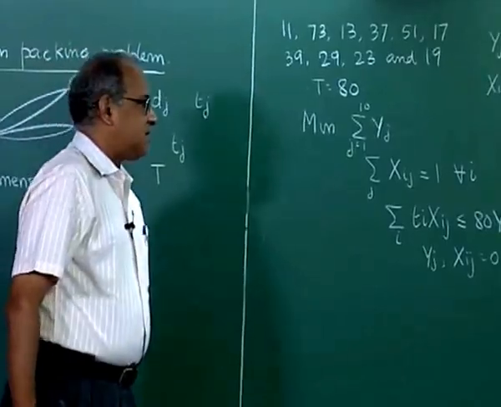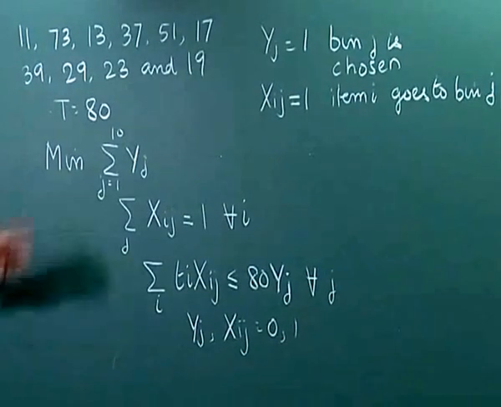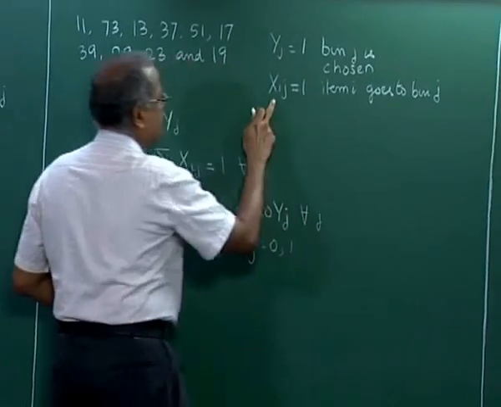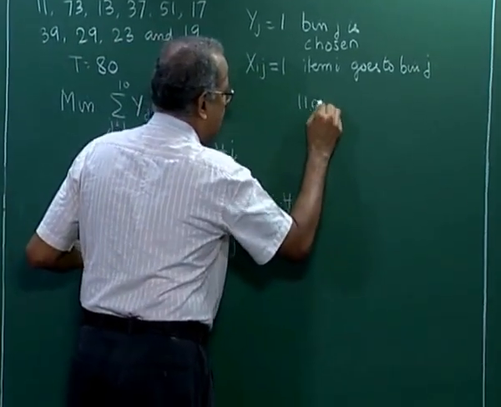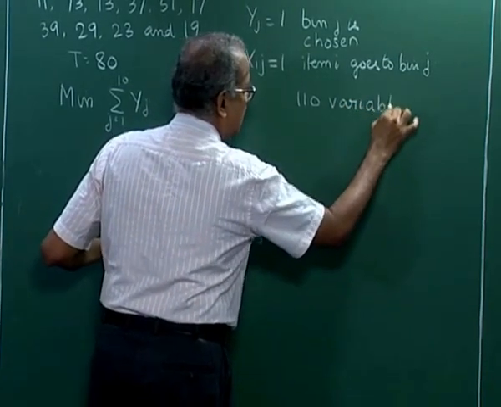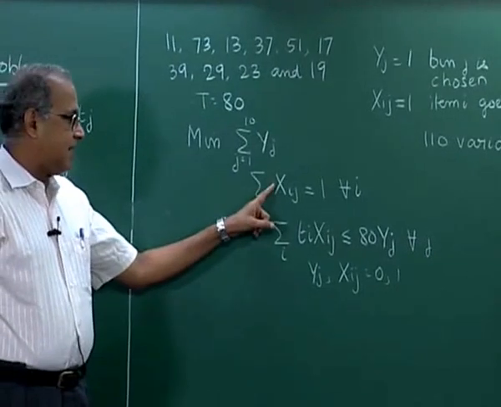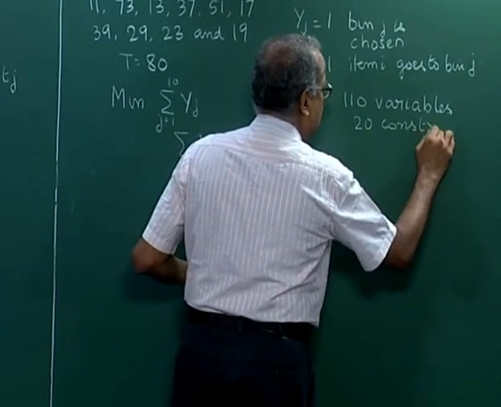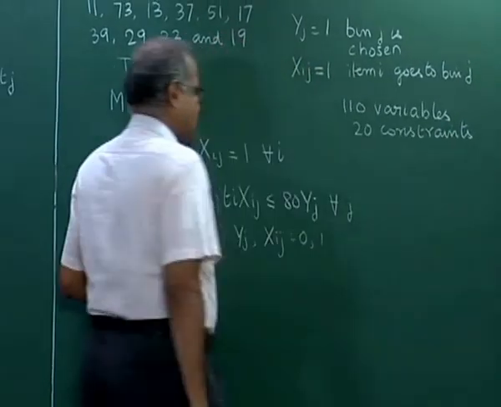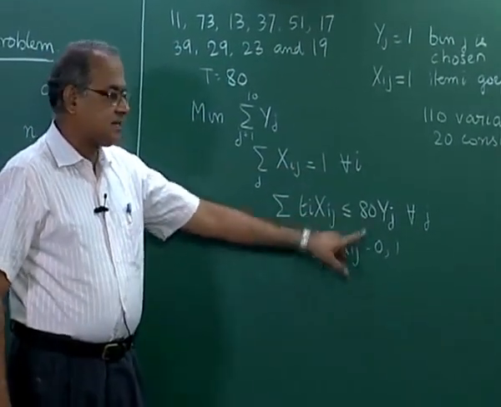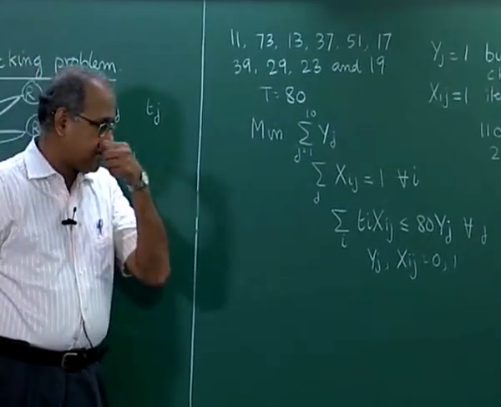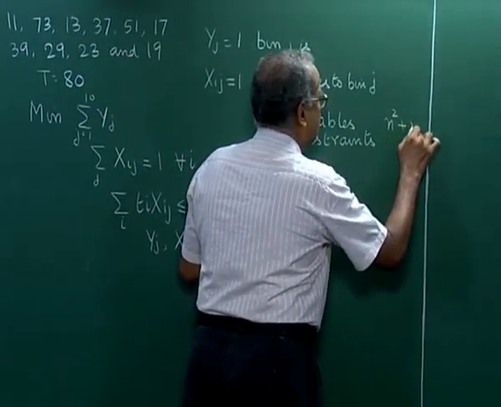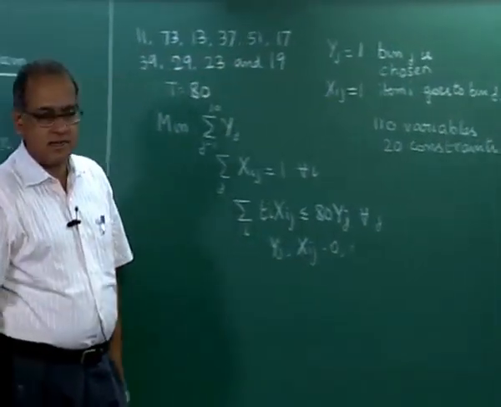Now this is a binary integer programming formulation. This can be solved optimally using an IP solver. Right now, as I mentioned, for 10 items we will have 10 variables here and 100 variables here. So we will have 110 variables. And then there will be 10 constraints here and 10 constraints here, so there will be 20 constraints. This constraint is for every item, this constraint is for every bin. So there will be 110 variables and 20 constraints. In general, if there are n items, we would have n square plus n variables and 2n constraints.